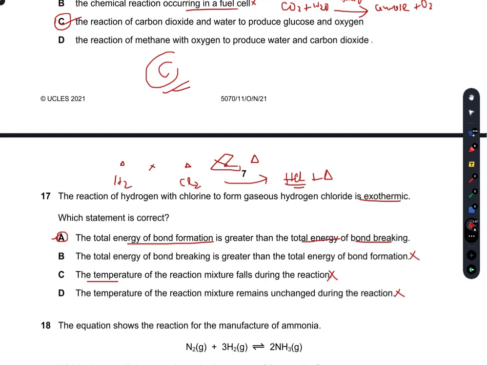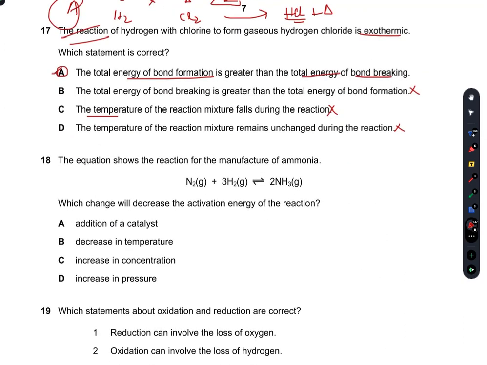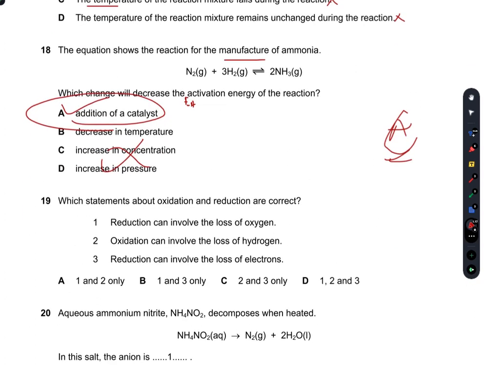This is the converse statement. So A is the right answer. The equation shows the reaction for manufacture of ammonia. Which change will decrease the activation energy, Ea, of the reaction? The addition of a catalyst always does that. A is the right option. All others are incorrect. I'm pretty much sure.